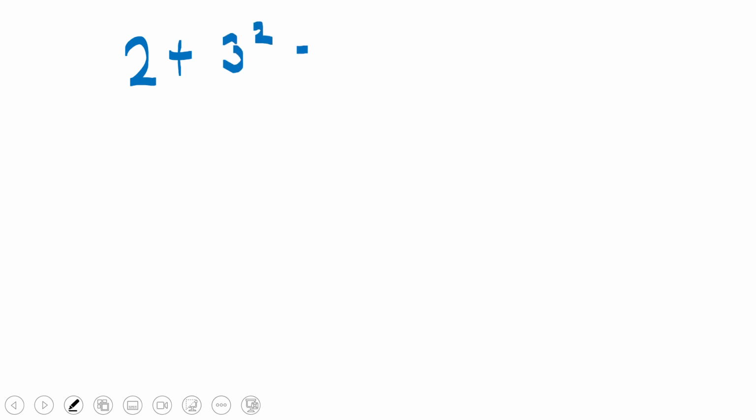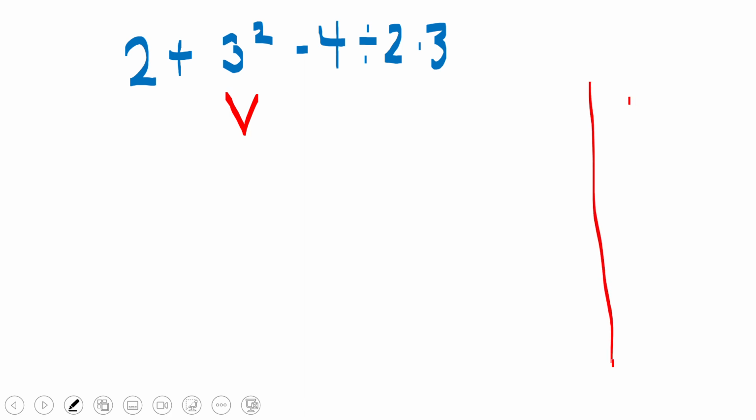To get started, if you're asked to solve an expression such as 2 plus 3 squared minus 4 divided by 2 times 3, then we will address that there are no groupings, but we do have an exponent to work. 3 squared is 3 times 3, and that equals 9.